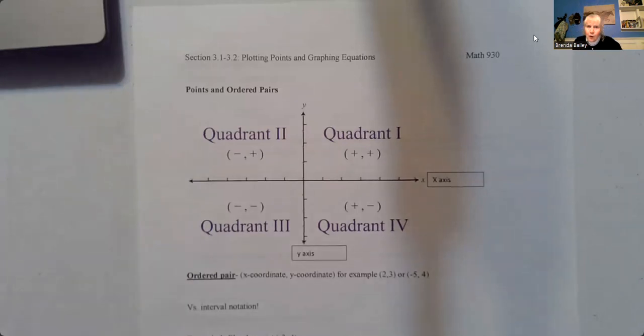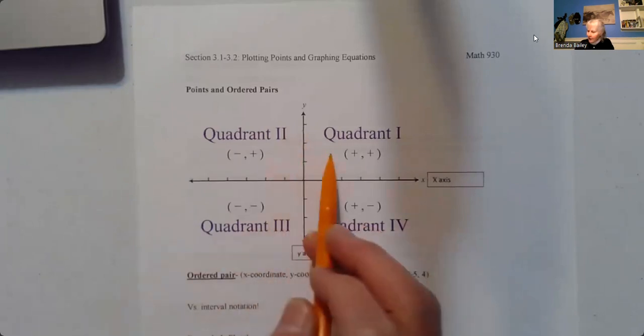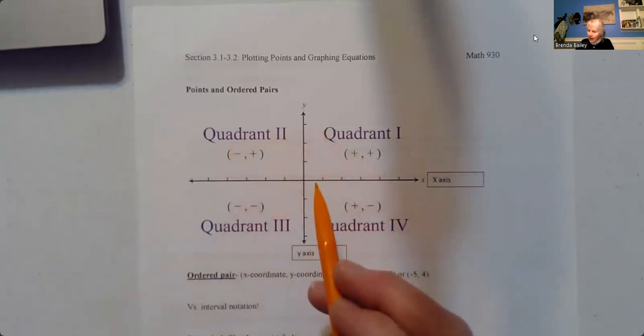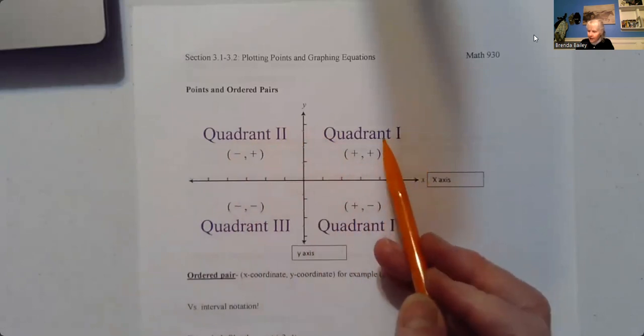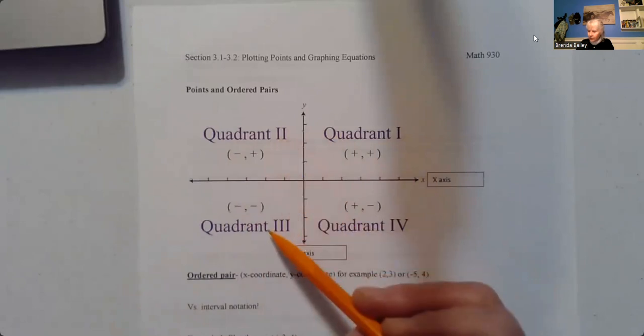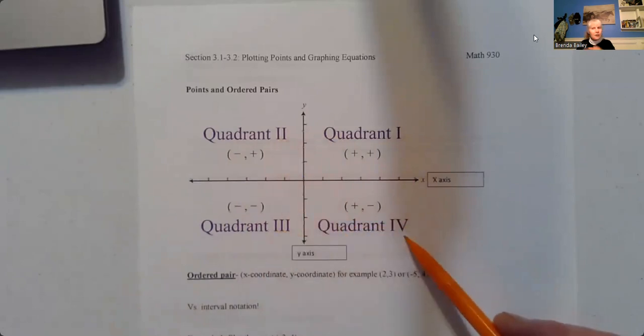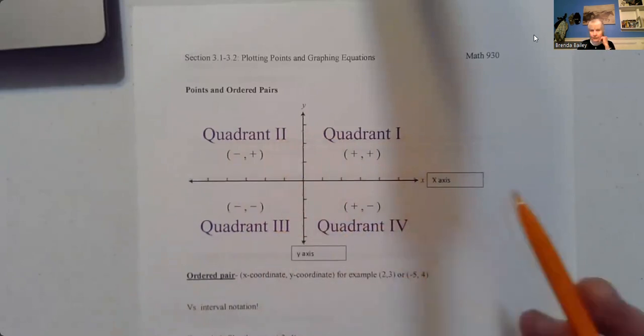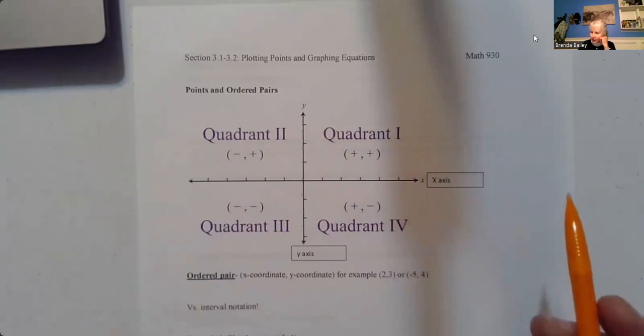So, as a review of graphing, looking here, we have a coordinate system, and we have quadrant 1, then we go counterclockwise, quadrant 2, quadrant 3, and quadrant 4. This should be a review for most of you.